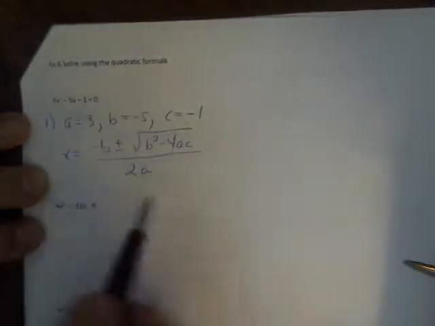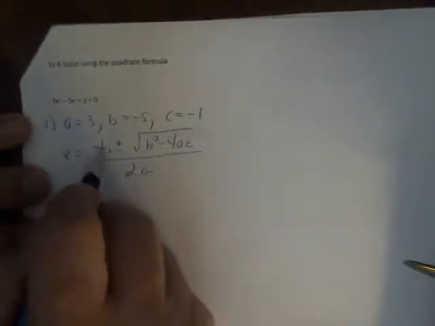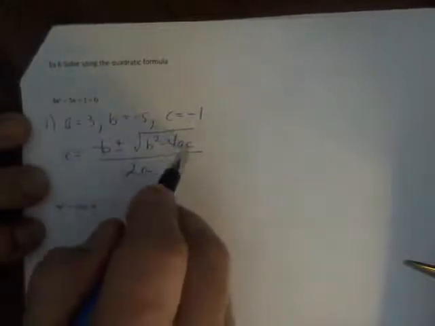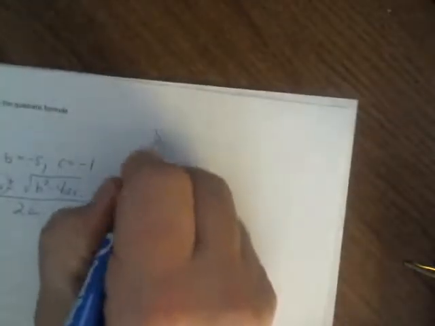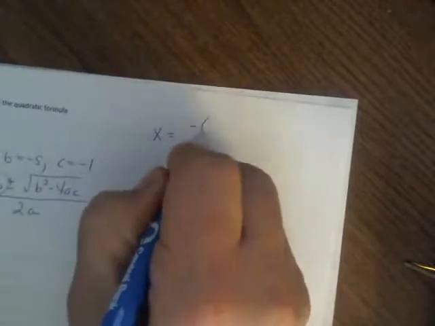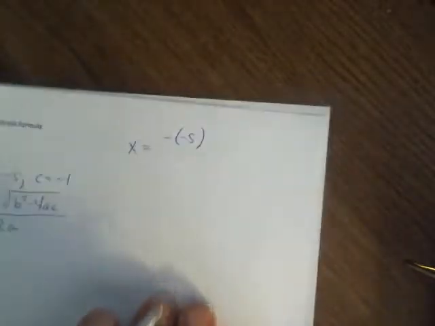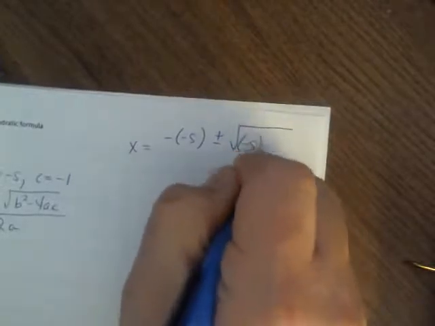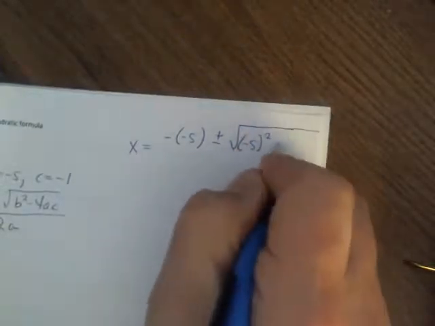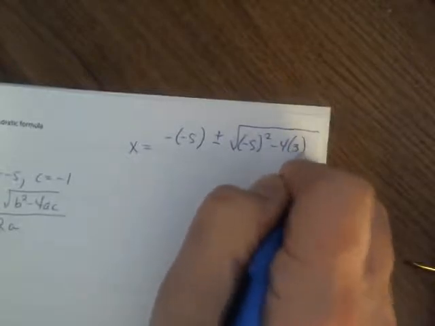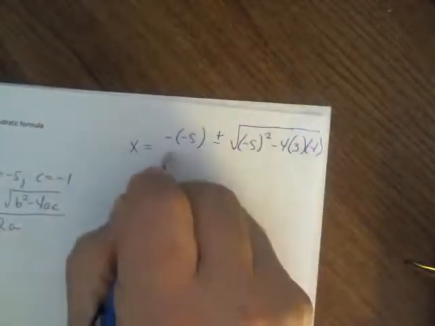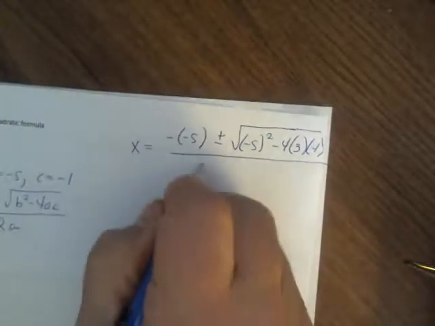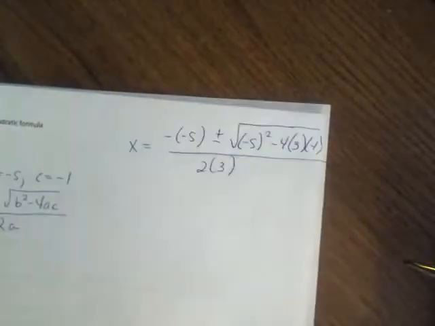So once I have my formula, then I substitute my values. So I've got minus b. Well, b is negative 5. So this is going to be minus negative 5 plus or minus the square root of negative 5 squared minus 4 times 3 times negative 1, and everything in the numerator is over 2 times a.